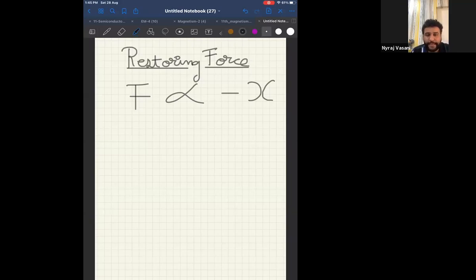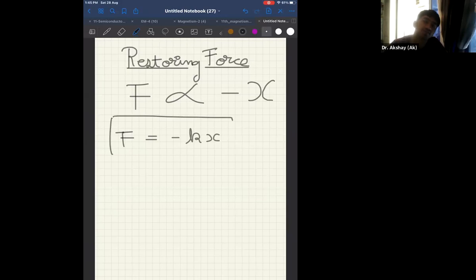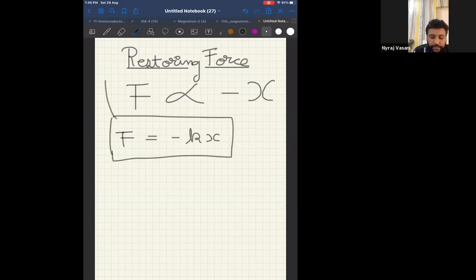Therefore, F is directly proportional to minus X. If I remove the proportionality sign, I will get F equal to minus constant into X. Correct? If I remove the proportionality sign in physics, I get a constant. This formula is called my restoring force formula. But in the module or in the textbook, they have directly given the formula F equal to minus kx. Now, I wanted to let you know that you should understand how that formula came.